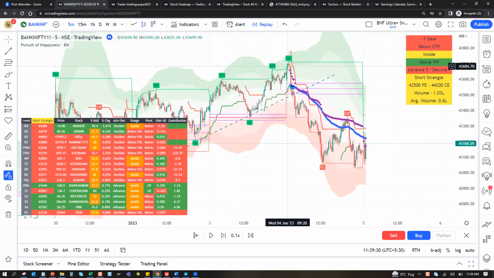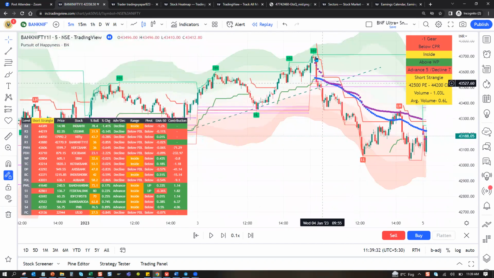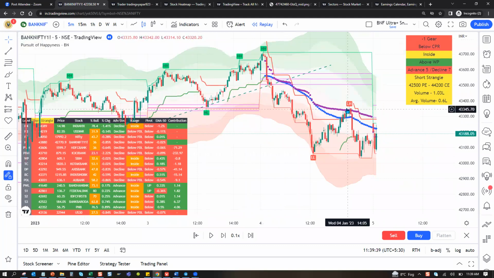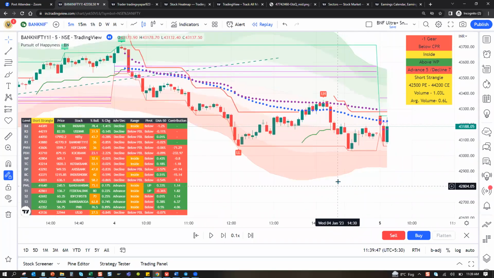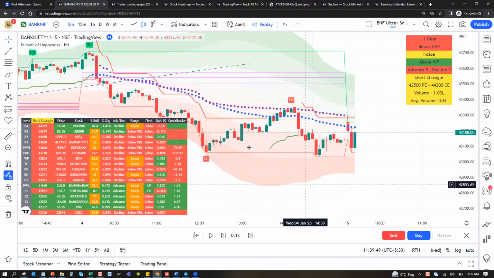Now you can see, once it broke this kind of market structure, this higher high pattern is broken. It'll start and form the opposite pattern, right? The lower lows and lower highs. So for intraday, only the current day is of our concern.